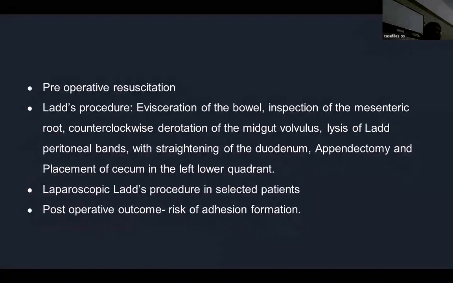When the patients present with acute abdomen, appropriate preoperative resuscitation has to be done, followed by the Ladd's procedure, which includes 6 major steps. One is evisceration of the bowel and inspection of the mesenteric root for volvulus. If volvulus is present, counterclockwise derotation of the midgut volvulus has to be done, then lysis of the Ladd's peritoneal bands and straightening of the duodenum, appendectomy, and placement of the cecum in the left lower quadrant and the small intestine in the right lower quadrant.